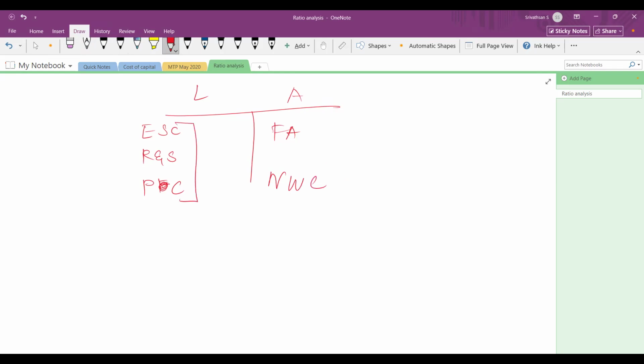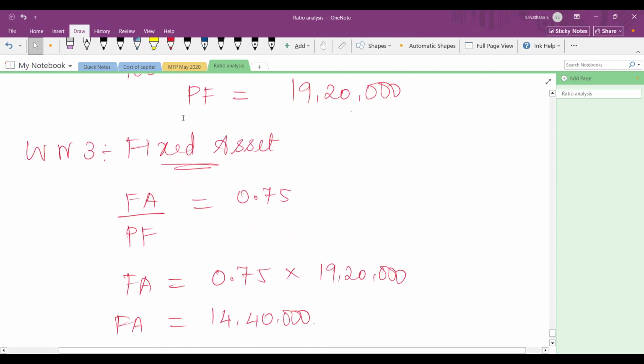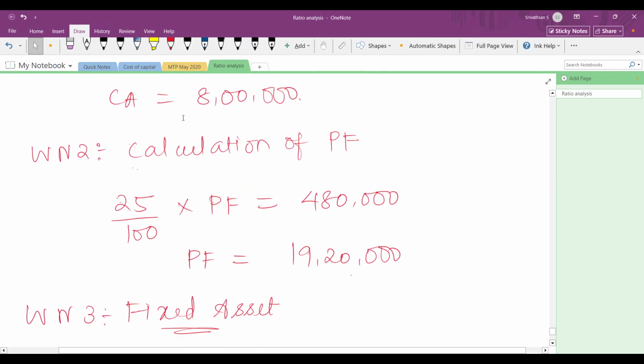So all these 3 things put together, we can call it as proprietary fund. Out of this proprietary fund, 75% is fixed asset. So remaining 25% is what? Net working capital. Got it now? So 25% of proprietary fund is working capital. So that is what we equated over here. Clear? Any doubt?